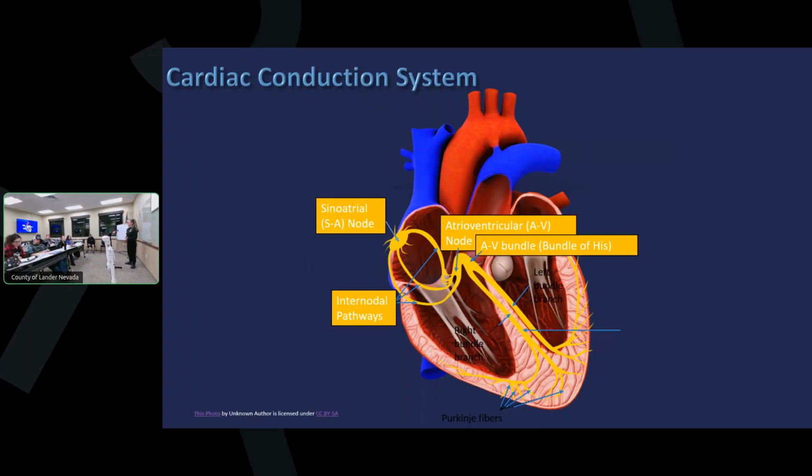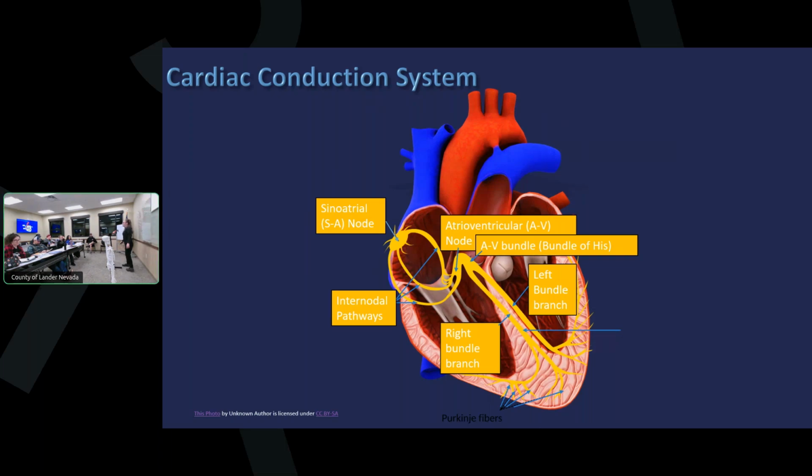Everyone asks, where's the bundle of hers? And I always say that it's the right bundle because girls are always right. But that's not true. So we have the bundle of His. That's a little node that sits below our AV node, like a branch. And then that branches off into our right and left bundles.